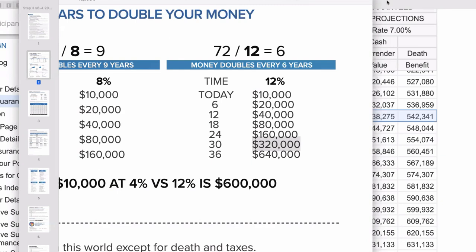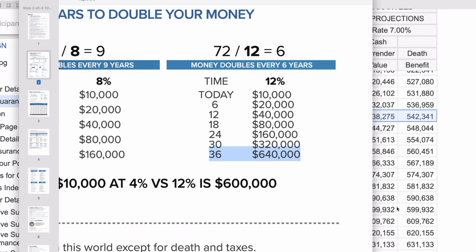Look at the power of compound over time. What took me 30 years to build, I did it in the next 6 years. That's the power of time. It took me 30 years to get $10,000 to become 320. But then it only took me 6 years to get my 320 to become 640.